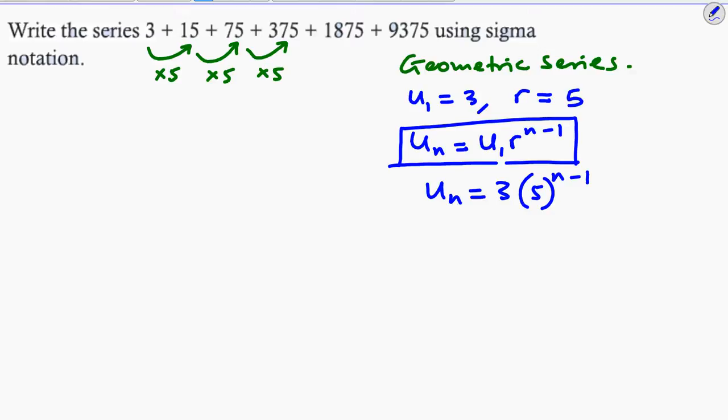Now remember, this series starts from when, from the first term, which is u1, to how many terms do we have in this series? 6 terms. u6. So from n is equals to 1 to n is equals to 6. So if I want to write a sigma notation for this, it will be from n is equals to 1 to 6, and then whatever I write after this symbol is just the nth term, which will be 3 into 5 to the power n minus 1. That's it.